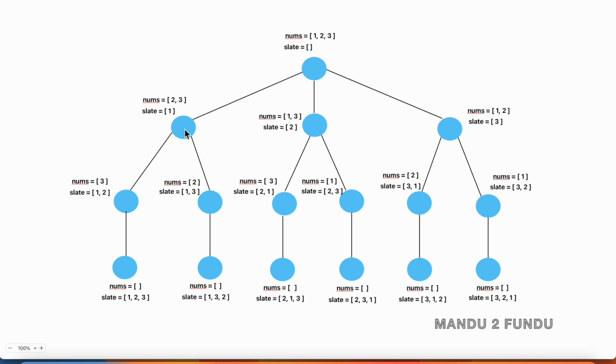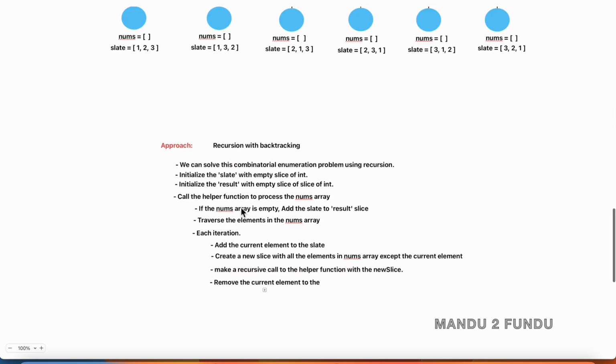Okay, so if you see here, we added 1, 2 and we added 3 here, and then we add this slate to the result array, and here 1, 3 is added and then 2 is added. Here 2, 1 and 3, 2, 3 and 1, and here 3, 1, 2, 3, 2, 1. So that's what I have written here.